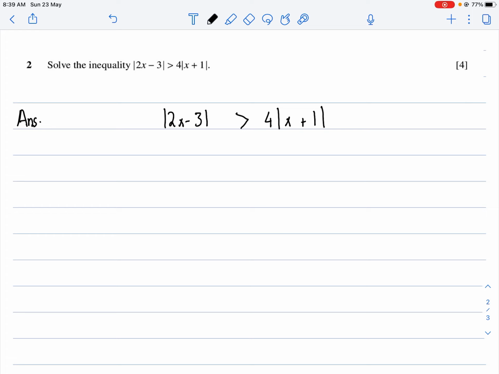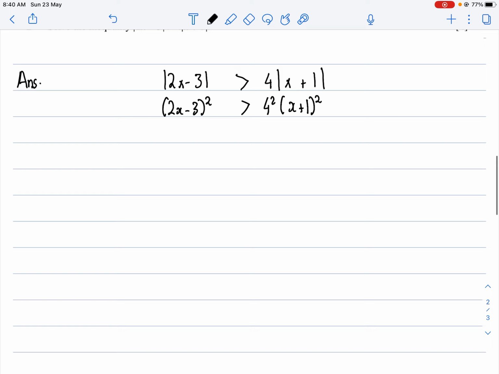This is the second question of the paper, and as you can see, this is a modulus question. Whenever there's an inequality, the first step you do is square both sides. So I can write this as (2x minus 3) the whole square, which is more than 4 square into (x plus 1) the whole square.